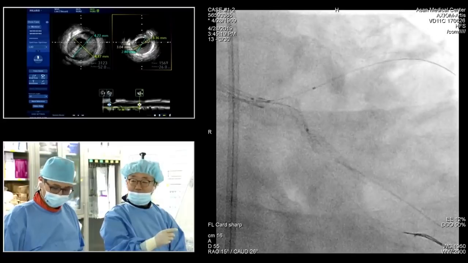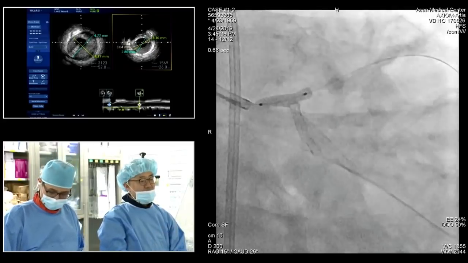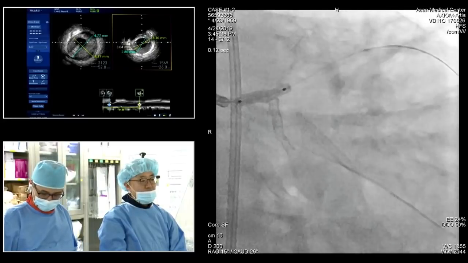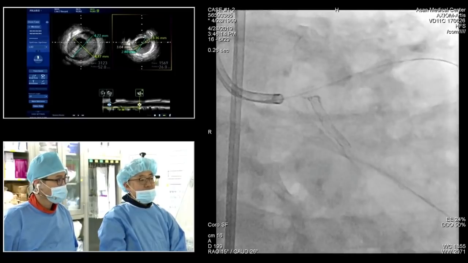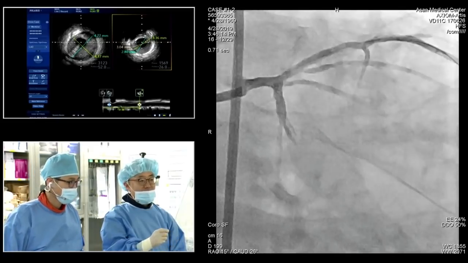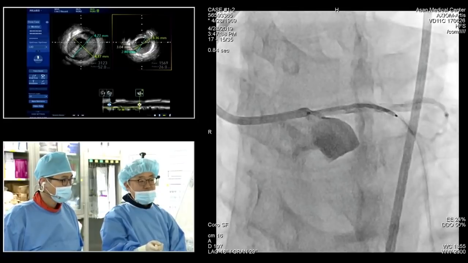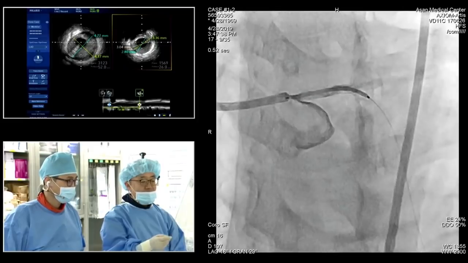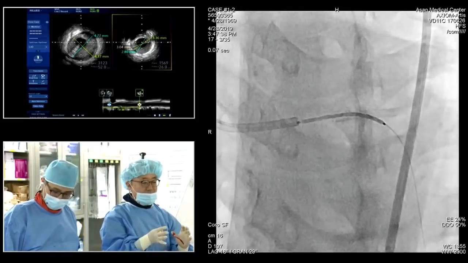With the non-compliant balloon 3.5, we do the balloon crush here, and the balloon crush is 3.5 at 20 atmospheres. Next one. Okay, this is immediately after, and you can see how well the crush of the side branch ostium is. Next one. And this is putting in the 3.5, 32 on the basis of IVUS. This is how we can exactly position at the left main ostium.